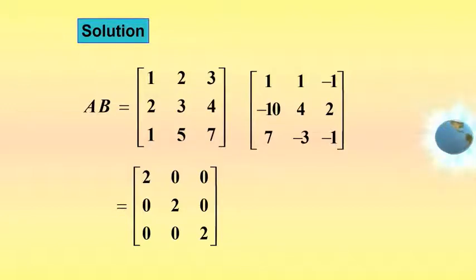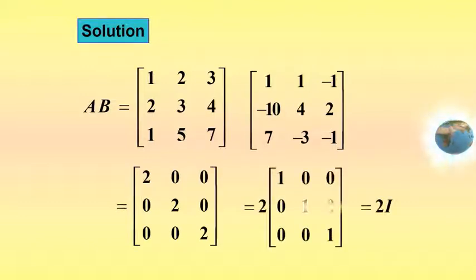2 0 0, 0 2 0, 0 0 2. All the entries are 0 except the diagonal entries, where the diagonal entries have the same number, that is 2, so we can factorize 2 from that matrix. Okay, so we can get something like this. Therefore 2 times identity, so we have the AB equal to KI form. From there we can get the value of K is equal to 2 by comparing AB equal to I with AB equal to KI.